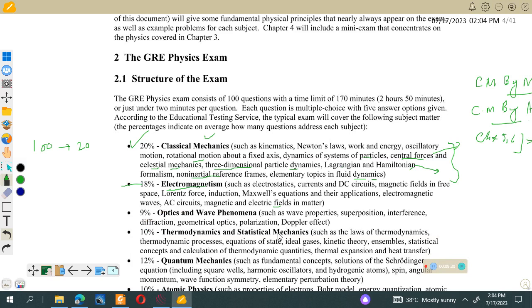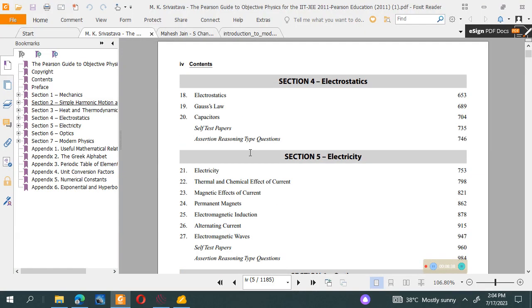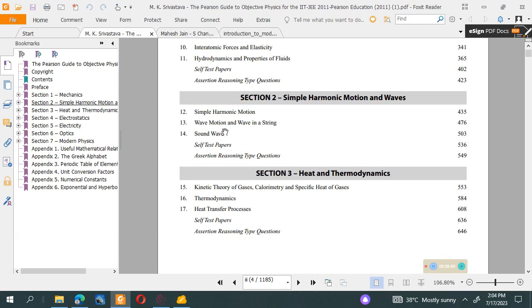Similarly for waves, because we have wave phenomena, I think the wave portion is given separately. This is the wave portion: simple harmonic motion, wave motion, string waves, sound waves like the Doppler effect. You can consult chapters 12, 13 and 14 for the details.